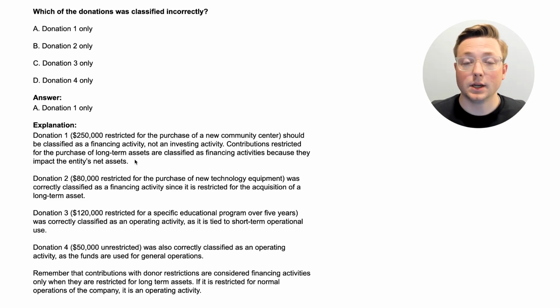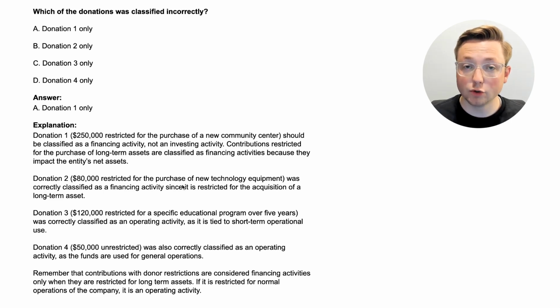Now, when you get money that is set aside or restricted specifically for the purchase of something that is long-term, like it's going to affect your long-term assets, your net assets, you consider it a financing activity, even though the money might be restricted for the purpose of purchasing something like a new building, which when you purchase that, it would be an investing activity. But when you receive the money and it's restricted for that purpose and it's long-term and it affects net assets, it's a financing activity. So this should have been classified as a financing activity.